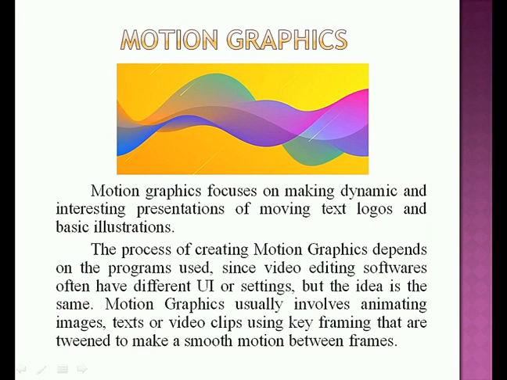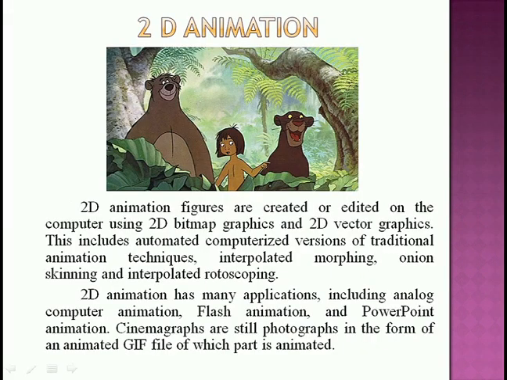2D animation figures are created or edited on the computer using 2D bitmap graphics and 2D vector graphics. This includes automated computerized versions of traditional animation techniques, interpolated morphing, onion skinning, and interpolated rotoscoping. 2D animation has many applications including analog computer animation, flash animation, and PowerPoint animation. Cinemagraphs are still photographs in the form of an animated GIF file of which part is animated.